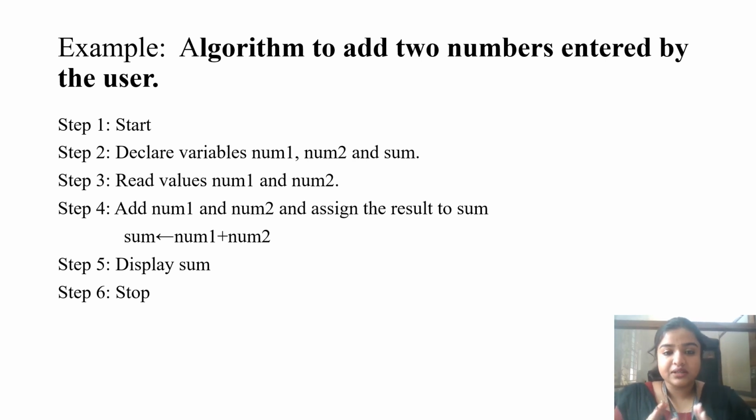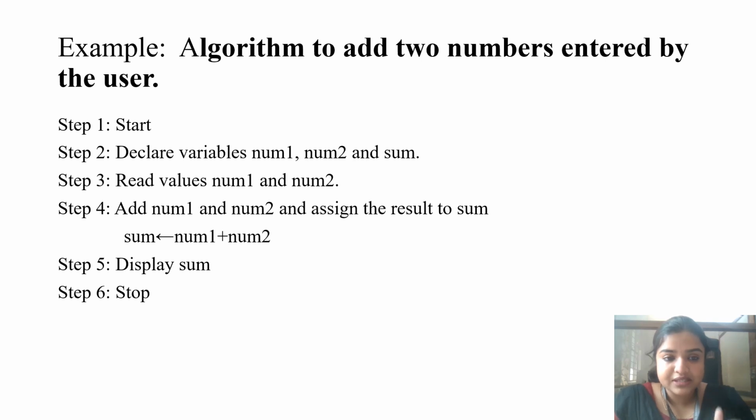Okay, this is an example algorithm to add two numbers entered by the user. We know the steps to add two numbers, but the algorithm should be simple and should not include any code. When we write an algorithm, we should specify each step, like in the slide: step 1, step 2, step 3. Every time, step 1 should be start and the final step should end with stop.